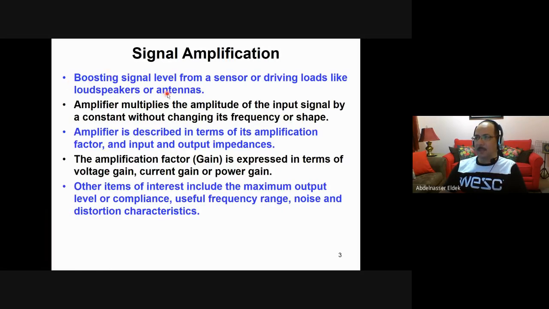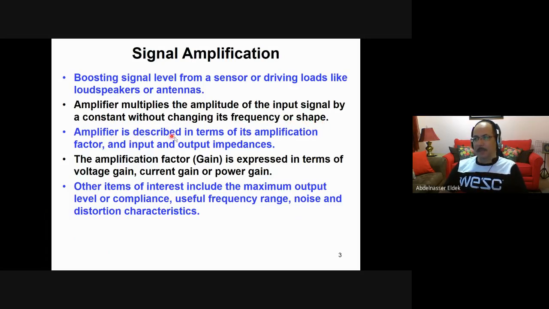Signal amplification means that you amplify the signal, boosting the signal level from a sensor or driving loads like, for example, speakers or antennas. So you want to increase the amplitude of the signals. The amplifier multiplies the amplitude of the input signal by a constant value without changing its frequency or shape. It's supposed to be like this, of course.